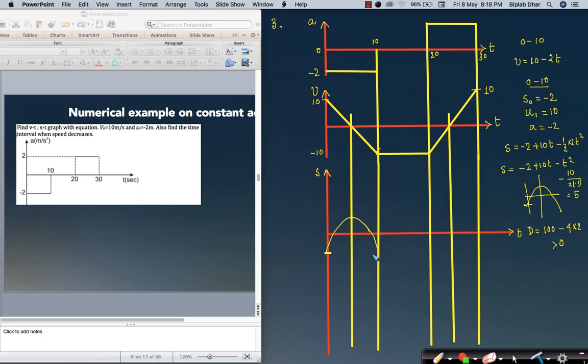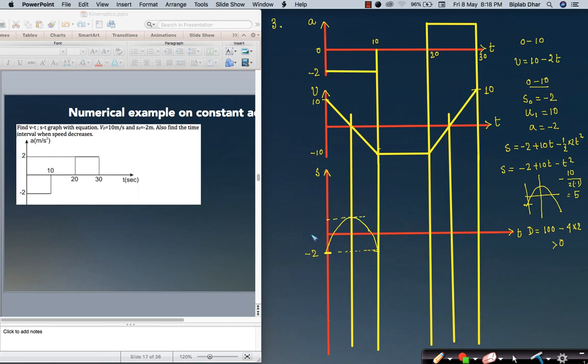My graph should look like this, right? As it is symmetrical, so this point is also at -2, right? This point is also at -2 meter. And what is this maximum height that you can find?